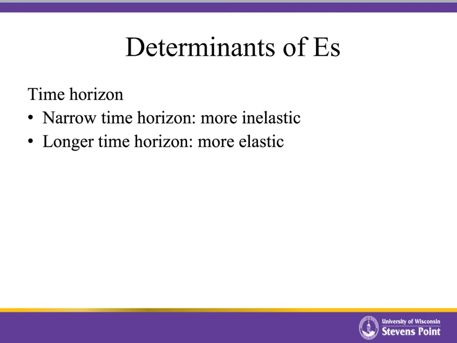Looking at the factors that influence how elastic or inelastic supply is, the most important is probably the time horizon. So over a narrow time horizon, we tend to see more inelastic supply measurements. Over longer time horizons, we tend to see more elastic supply measurements. And again, this simply has to do with how able sellers are to respond to the price change. Over short periods of time, it's harder to make those adjustments. Over longer periods of time, it's relatively easier to make those adjustments.